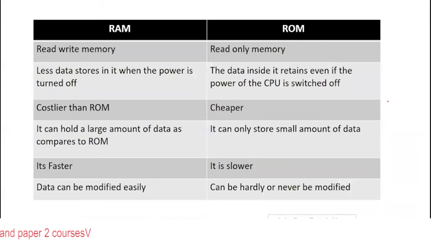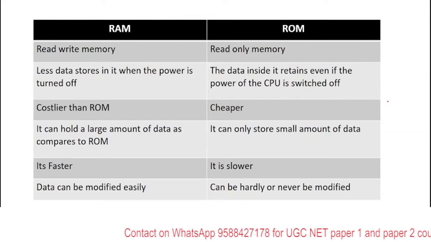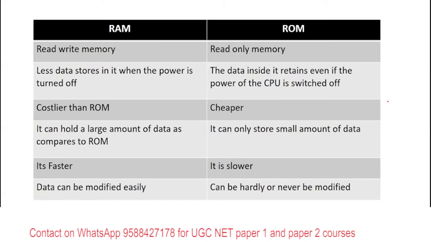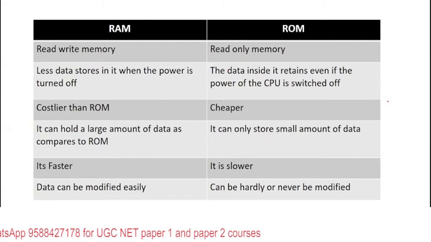RAM is the read-write memory, or random access memory, and ROM is also called read-only memory. In RAM, data is lost when the power is turned off, whereas in ROM, the data inside it is retained even if the power of the CPU is switched off. So there is a chance of data getting lost in RAM, whereas it is not possible in ROM.